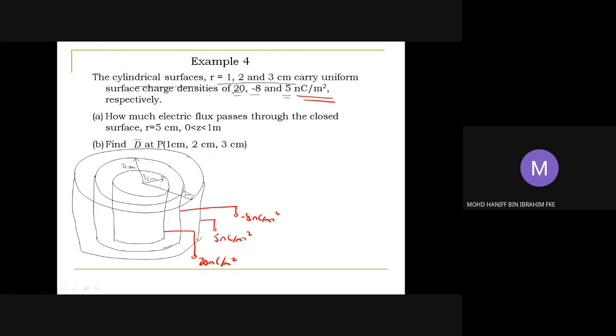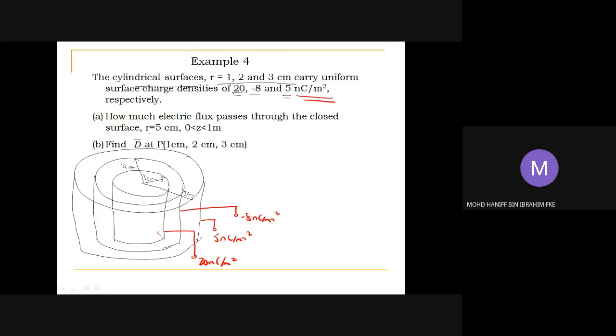So when you are given the problems, first thing first, you have to understand the problems clearly. Previously, our examples were dedicated to volume charge. Now the problem has shifted to a case of surface charge distribution. So we have these 3 surface charges, 1 cm, 2 cm, and 3 cm, with respective surface charge distributions. The first question is, how much electric flux passes through the closed surface of R equals 5 cm and height from 0 to 1 meter?